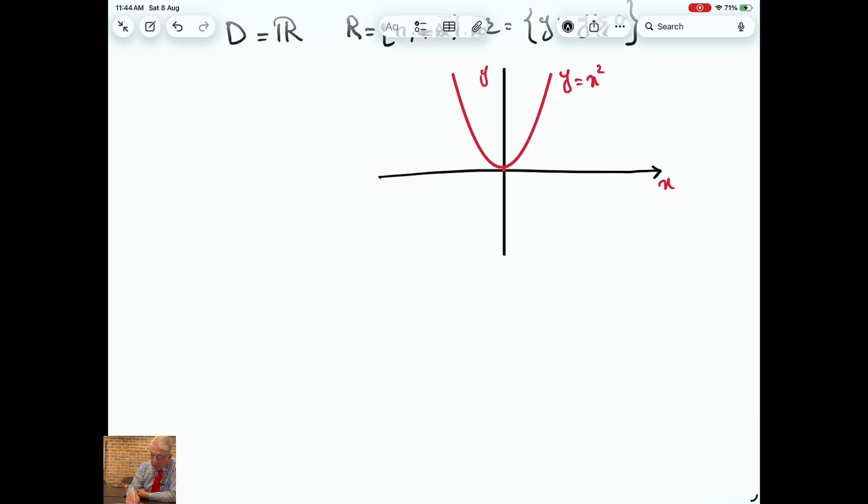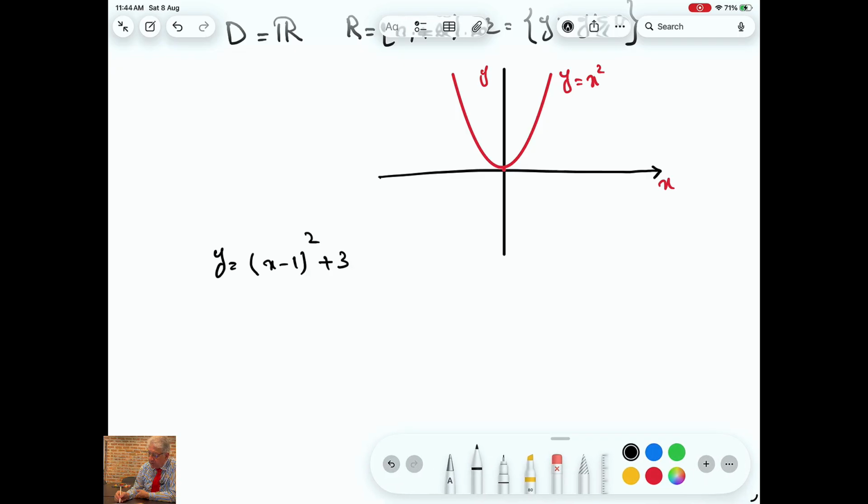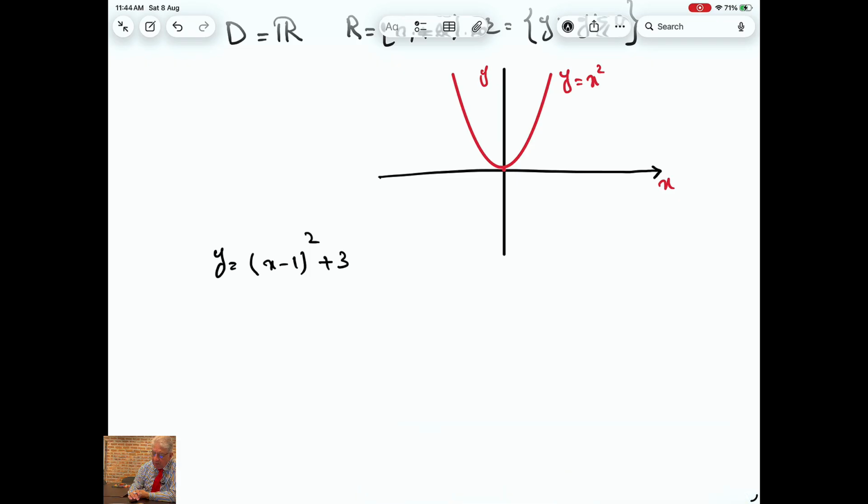If you have y equal to, for example, (x minus 1) to the power of 2 plus 3. Now look at this, what can you say about this? You know that any number can be subtracted from 1, and that number can be raised to 2, therefore the domain of this function is all the real numbers.